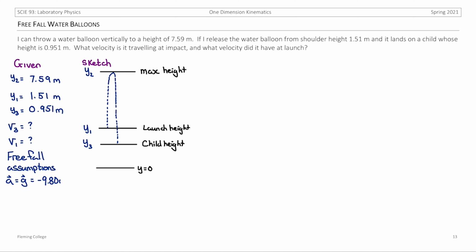Is there anything else we know? Well, we've labeled a max height. So that max height also tells us that we know the velocity at position 2. It will be 0 meters per second. And with that information, suddenly we realize we have acceleration and velocity and displacement, and we're looking for another velocity. So we're going to use that squared velocity equation again. Let's look at the calculation for impact velocity.